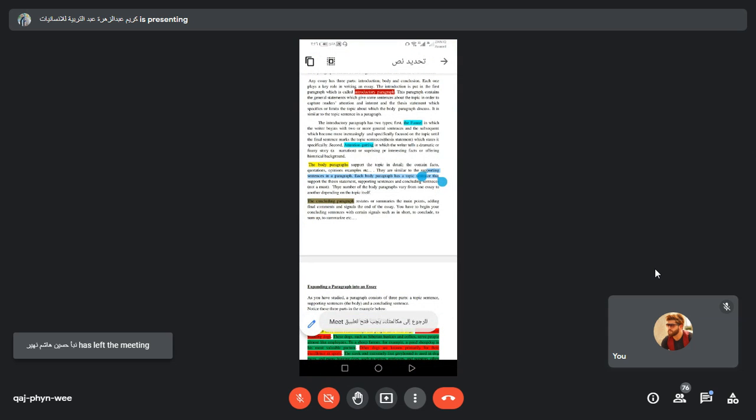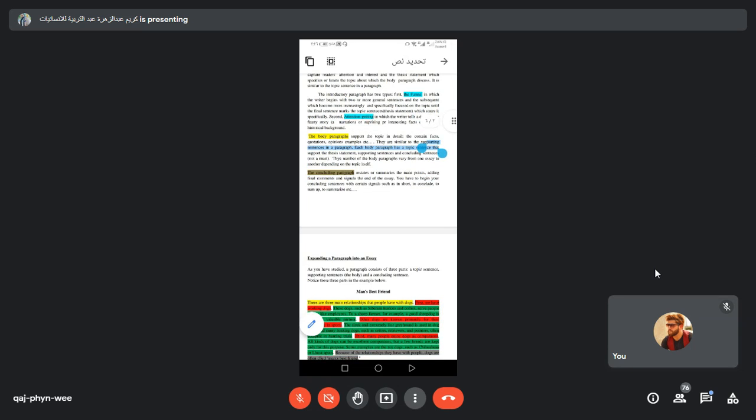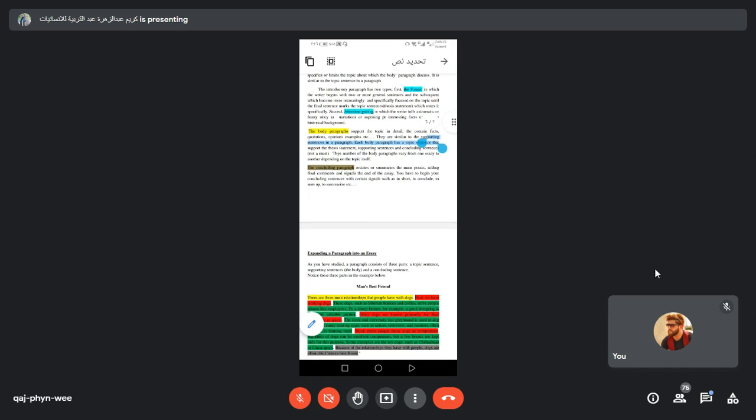The last paragraph in your essay is called the concluding paragraph. It is the same as a concluding sentence in a paragraph. It restates or summarizes the main points, adding final comments and signals to the end of the essay. You have to begin your concluding sentences with certain signals such as in short, to conclude, to sum up, to summarize, finally. So it has the same starting phrases.